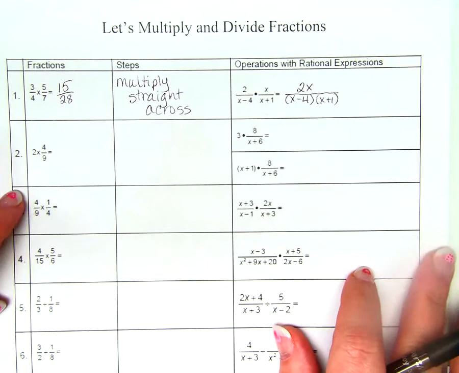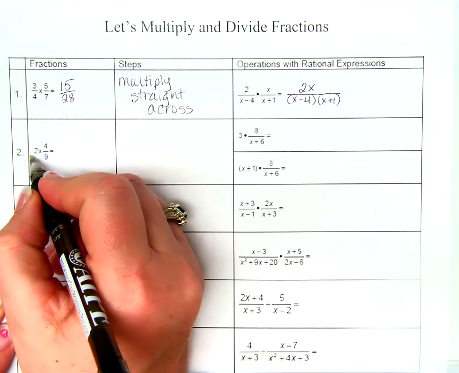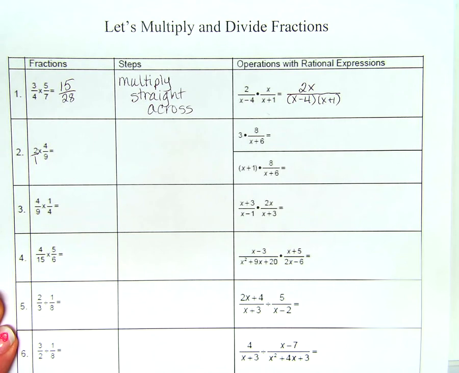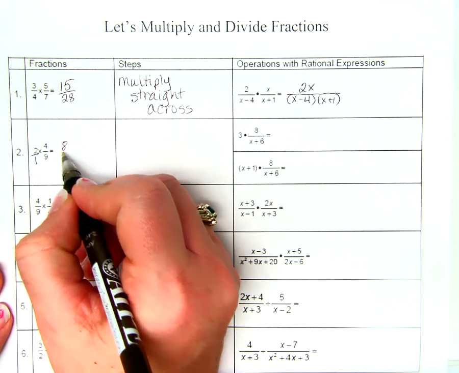How is this problem different? Timesing everything by 2. So what do I do? Is 2 really a fraction? Oh, 2 over 1. That's the fraction? 2 over 1? Then what do I do? Multiply across. And I get 8 over 9.